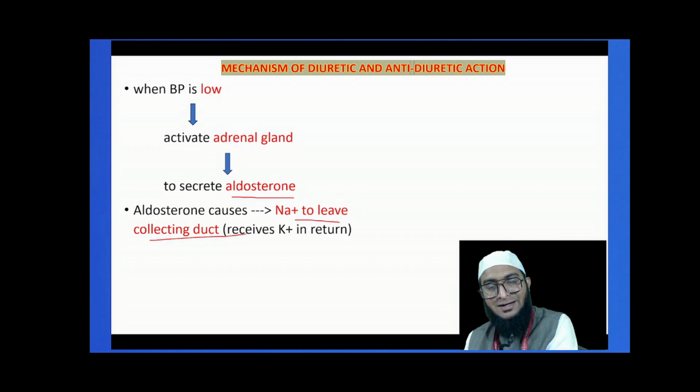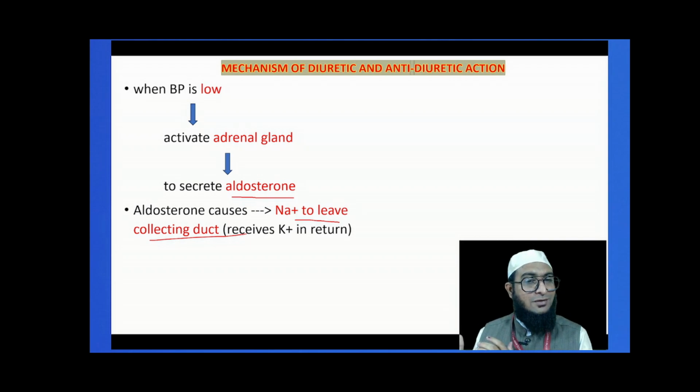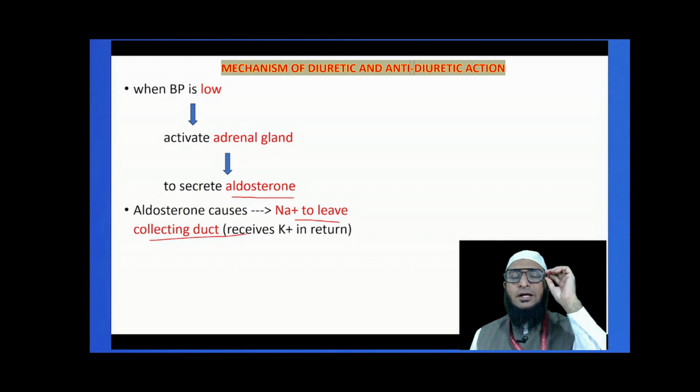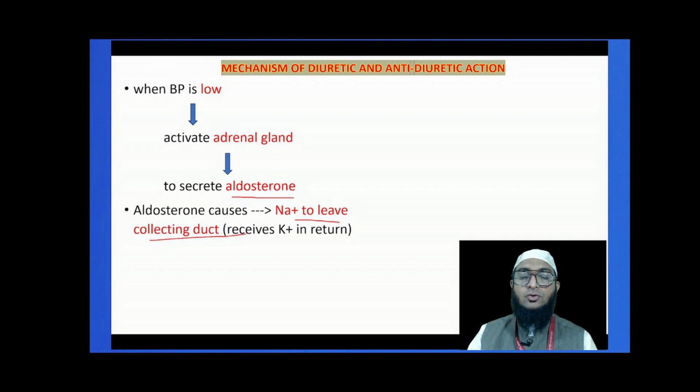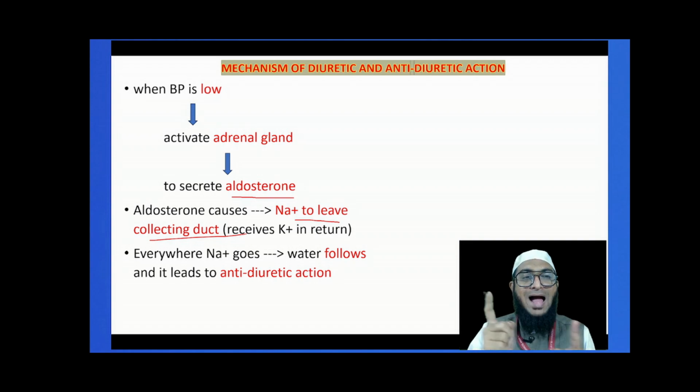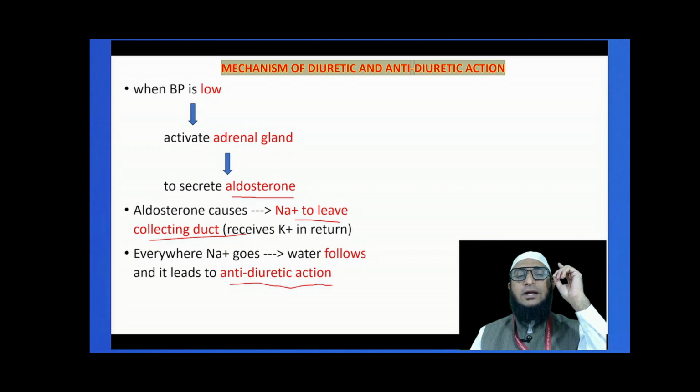Since it is leaving the collecting duct, it will not go into the urinary bladder. As a result, it reduces urinary output and goes back to be reabsorbed into blood circulation. This produces the action called anti-diuretic action, because water goes along with the sodium out of the collecting duct, does not go into the urinary bladder, and will not be excreted. This is how there is anti-diuretic action.